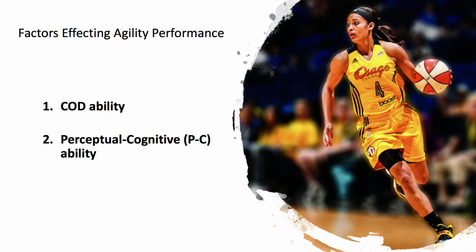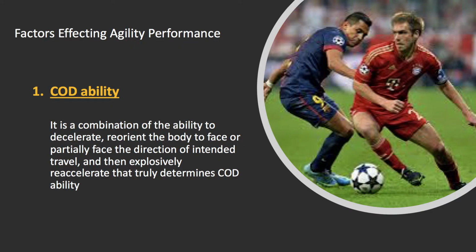There are two factors that affect agility performance. The first being change of direction ability and perceptual cognitive ability. And we're going to define each of those on the coming slides. Let's start by defining change of direction ability. And really, it's fairly self-explanatory based on what we're trying to define. Change of direction ability. It's the ability to change direction.